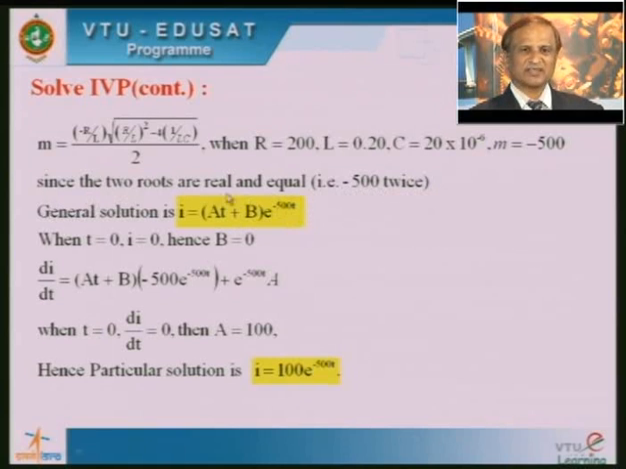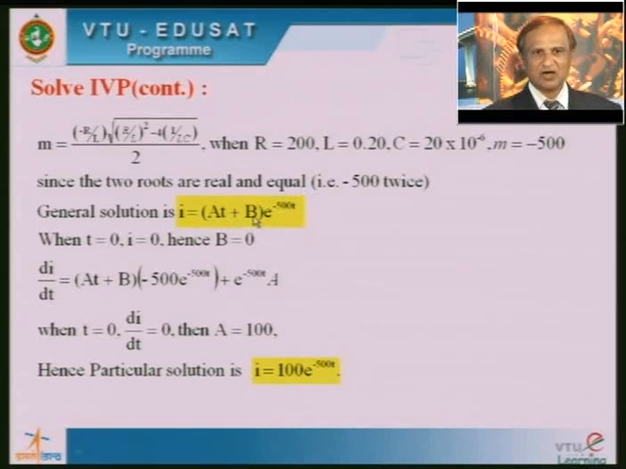So in case of real and equal roots, how are we going to write down the solution? i is equal to (a t plus b) into e to the power minus 500 t, right? So here a and b are arbitrary constants, and they have given the initial conditions. So now I want to find out the values of a and b. How are we going to find the values of a and b? In the usual form.